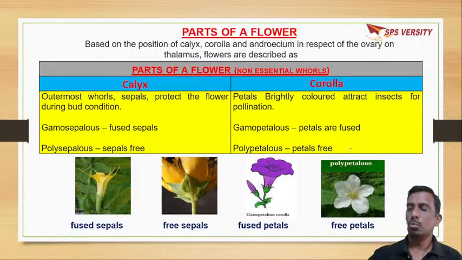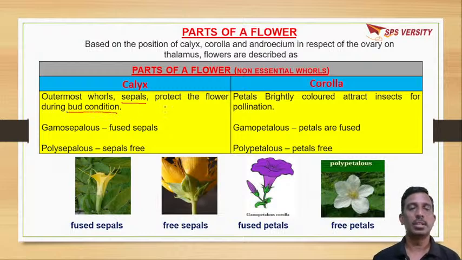And when you come into the parts of a flower, like flower has calyx, corolla, androecium and gynoecium. Okay. So when you come to the outermost whorl of the flower, that is calyx, which is made up of sepals. So what these sepals will do? They protect the flower during bud condition. Generally, they are green in color. Sepals are green in color.